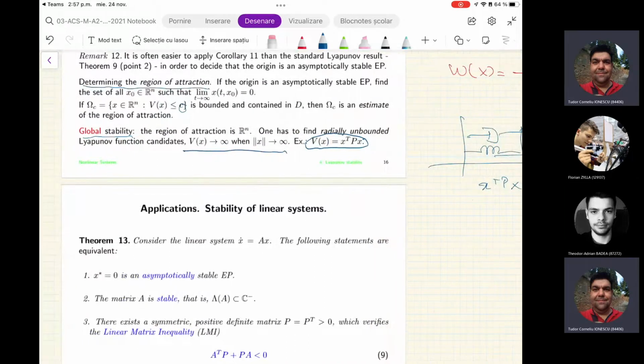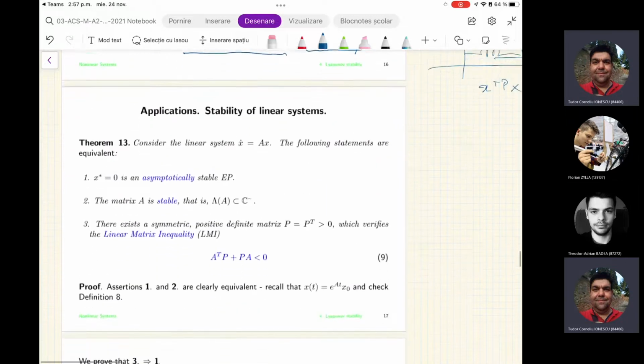So for this type of functions, most of the time you can prove it. For linear systems, you can always prove it, not most of the time, always. And for nonlinear systems, sometimes you may prove global stability. I mean, prove that the region of attraction is the whole Rn.